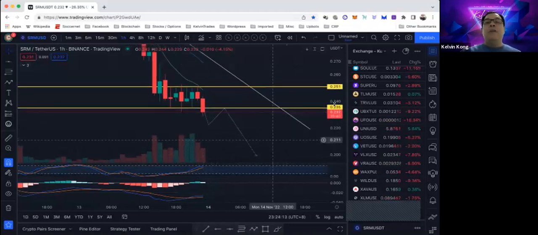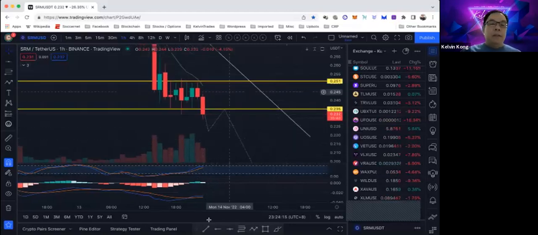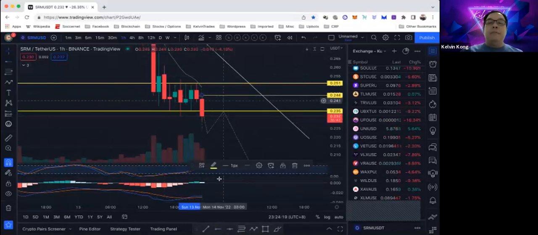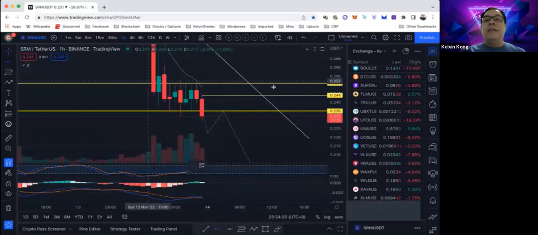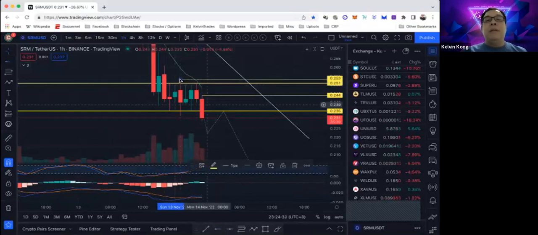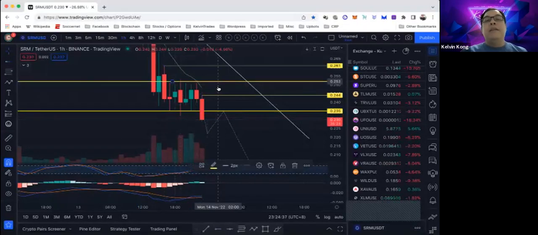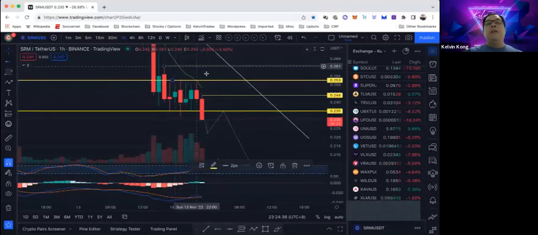Okay, so stop loss where? You can put it here at the tip of the candle. This is a tight stop loss. You can put it here on top of this resistance, or you can put it here. Okay, make this slightly higher. So stop loss here, here, or here. See, now making a little bit of money already.